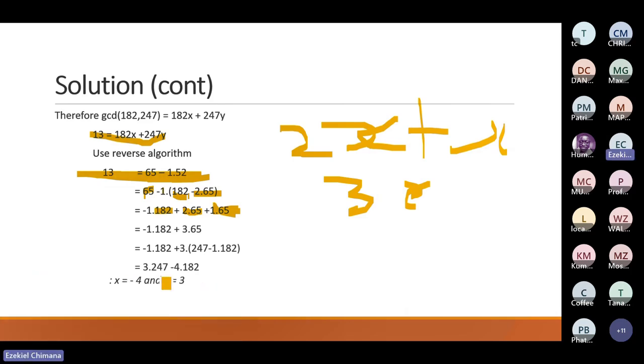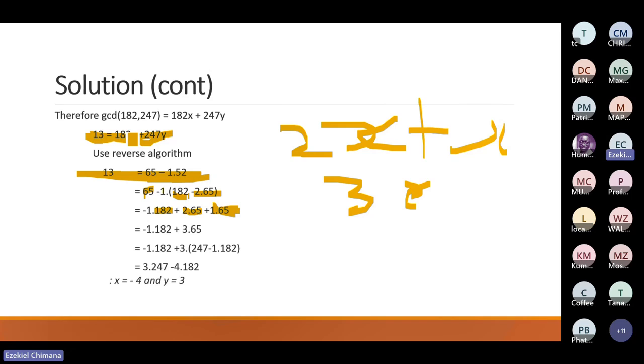We have now come to our answer. If you look at the equation that we have, 182x plus 247y is equal to 13. This is the equation that we have.